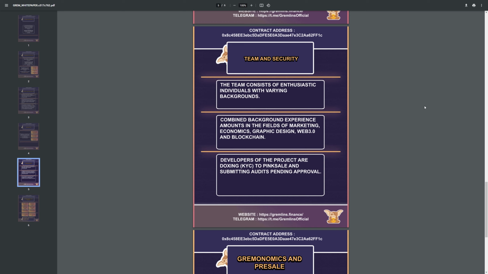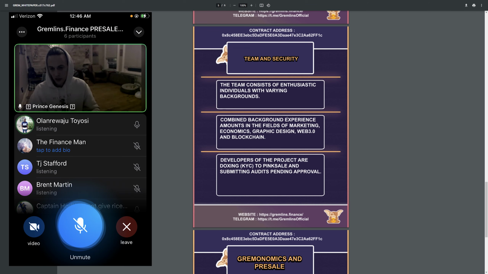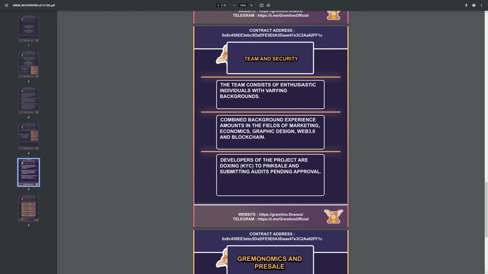Team and security. The team consists of enthusiastic individuals with varying backgrounds, combined background of experience in terms of marketing and things like that, graphic design, and the developers are doxing to Pink Sale and submitting audits and pending approval. And this right here is the big thing that I wanted to talk about. So right now what I'm going to do is I'm going to post a picture up, and I was actually in their Telegram yesterday when they were doing an AMA, and one of the developers actually had a face camera on, and he even in that video pulled up in the live chat, he even got his passport and showed it and showed his name.